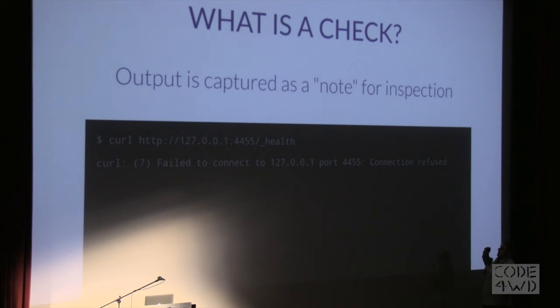The output of a check is captured as a note for inspection. So if you have a script, the output of that script actually gets stored in Consul, so you can see why your check failed.